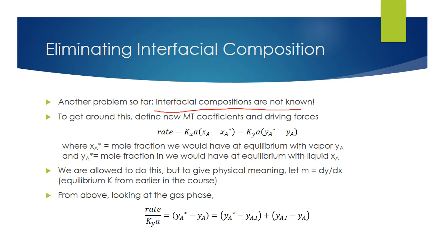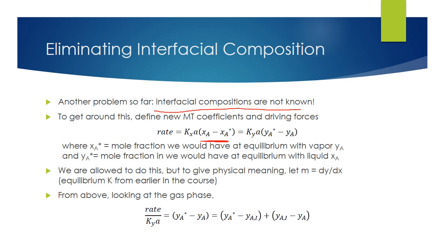So to get around that, we want to define some new mass transfer coefficients and new driving forces. Now that we have this idea of driving forces established, we're going to say that we can define any kind of driving force we want as long as we can relate it back to something that has a greater physical meaning. So what we're going to do is, instead of using the difference between X in the bulk phase and the interface, we're going to define our driving force to be the difference between X in the bulk phase and X we would have at equilibrium with the vapor if it was actually able to reach equilibrium.